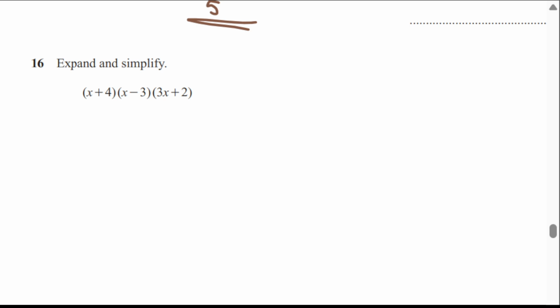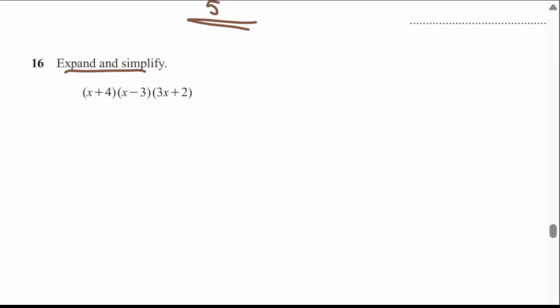3 marks non-calculator question. This is Cambridge 0580. It's non-calculator. So the question says expand and simplify 3 brackets. Nothing is difficult here, but a simple mistake will let you lose the whole 3 marks. So you need to be awake doing such questions. So you can pause the video and try it yourself.